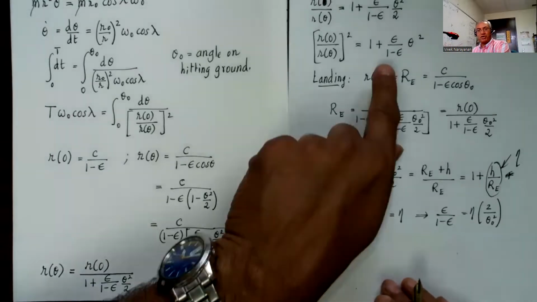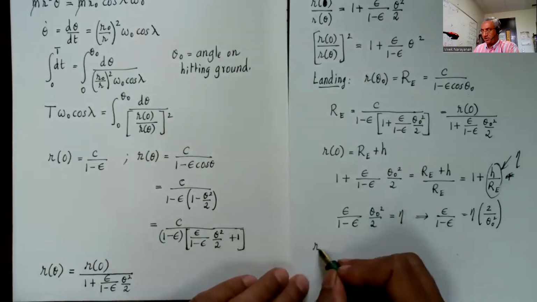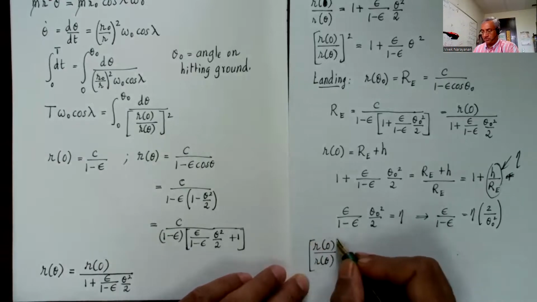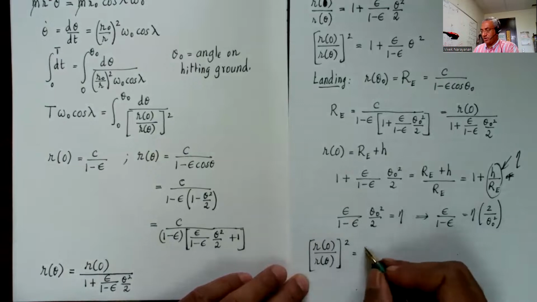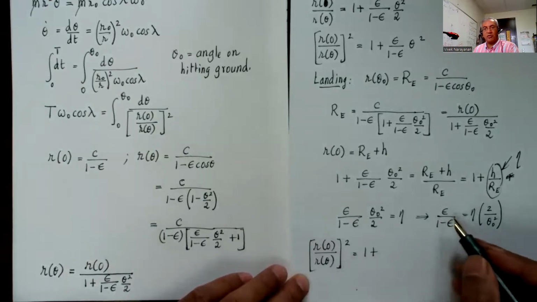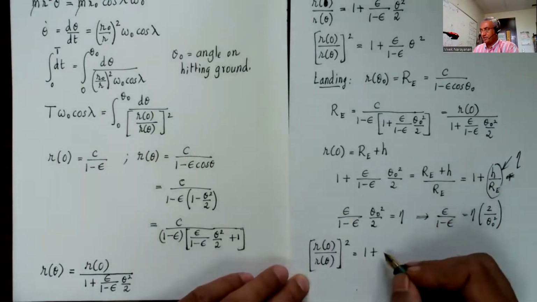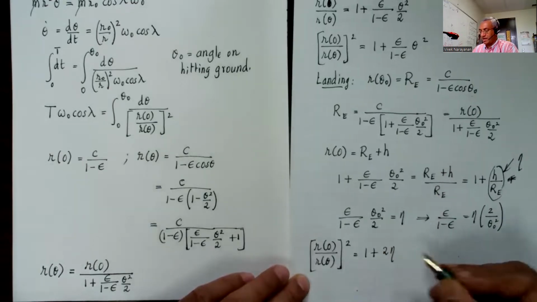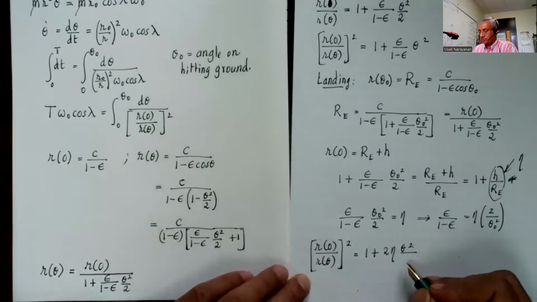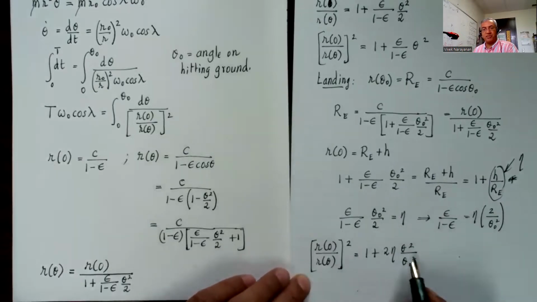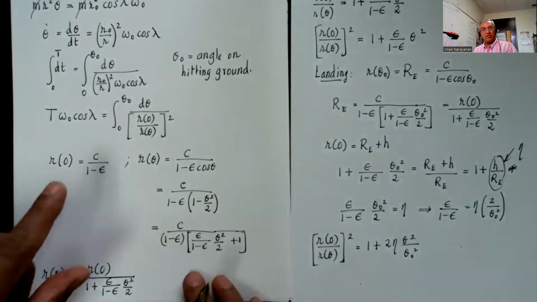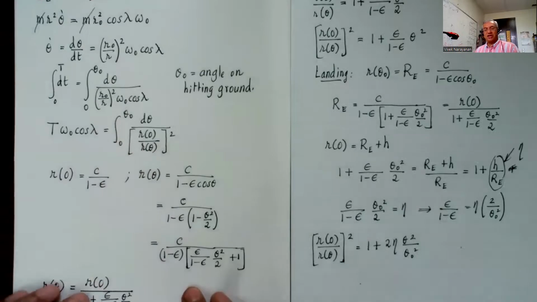All right, so now I have to put it back there. So I get r of 0 over r of theta, the whole thing squared, is 1 plus, instead of epsilon over 1 minus epsilon, I'll put eta times, there's a 2, so I'll write it as 2 eta times theta squared over theta naught squared. So beautiful symmetry about this equation. Now I'm going to put it back in this integral, and hopefully I can work it out.